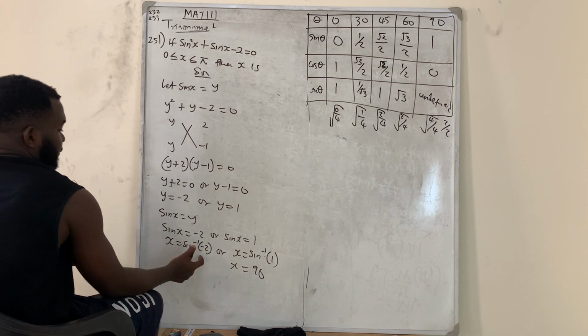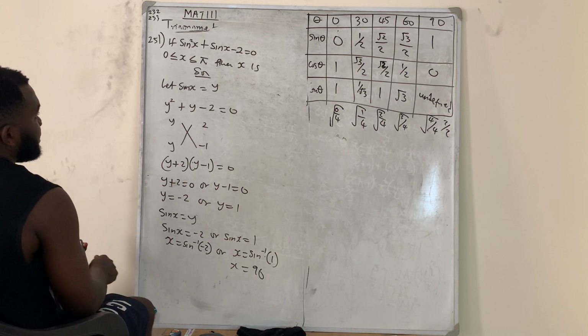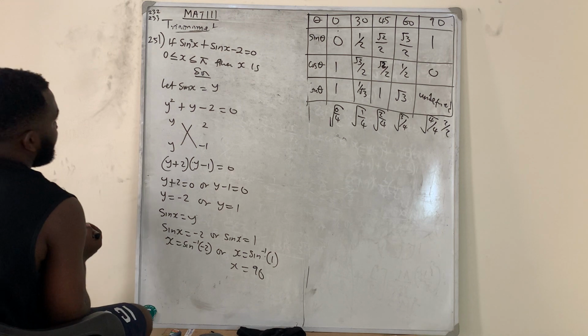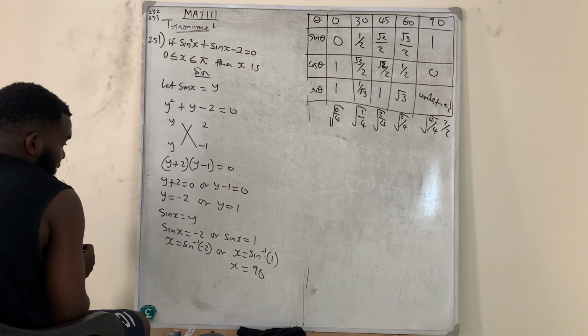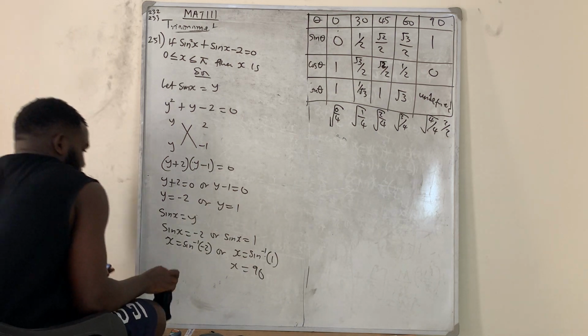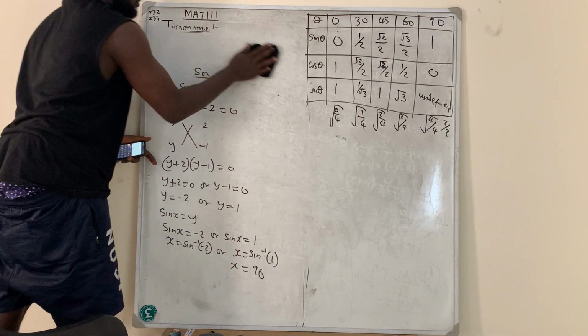So I can't get the sine inverse of minus 2. So I have that this is 90. Okay, but they said that theta falls from 0 to 180. So which other angle can sine give us 1? Let's check sine 180. I'm having 0, so it will not work. So x is equal to 90 degrees. Okay, so that is that. So we move to the next question.